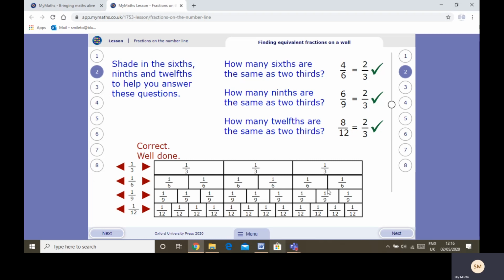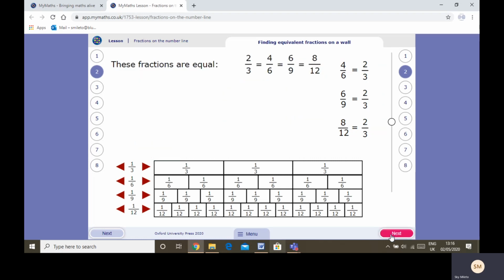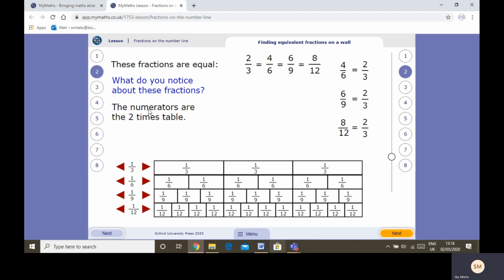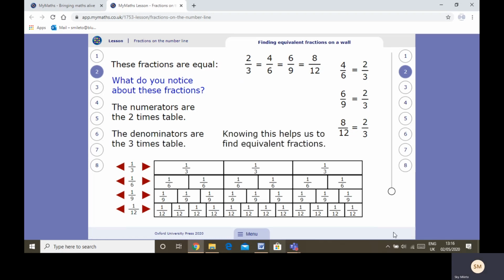So these fraction rules are really useful to help us. But you may have noticed something as well, which is what I jumped the gun with. What do you notice about the numbers in these fractions? The numerator, 2 times table: 2, 4, 6, 8, and the denominators 3, 6, 9, 12. Shout out what times table that shows. Should shout out the 3 times table.